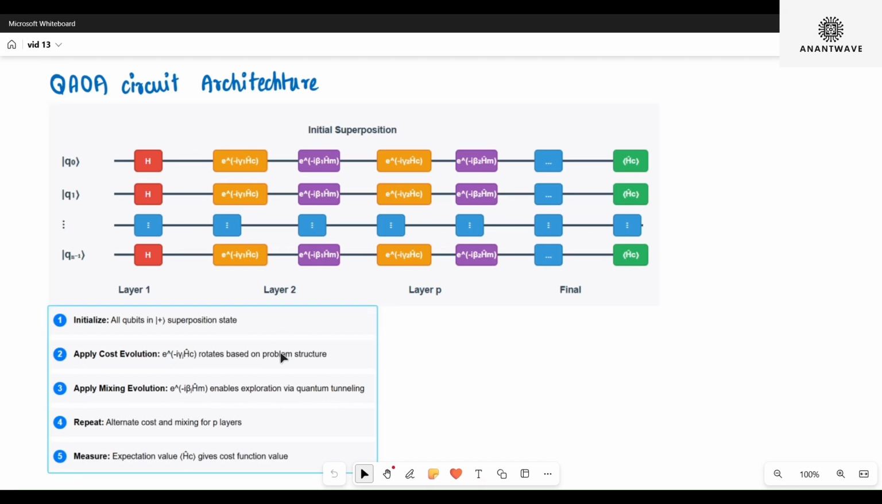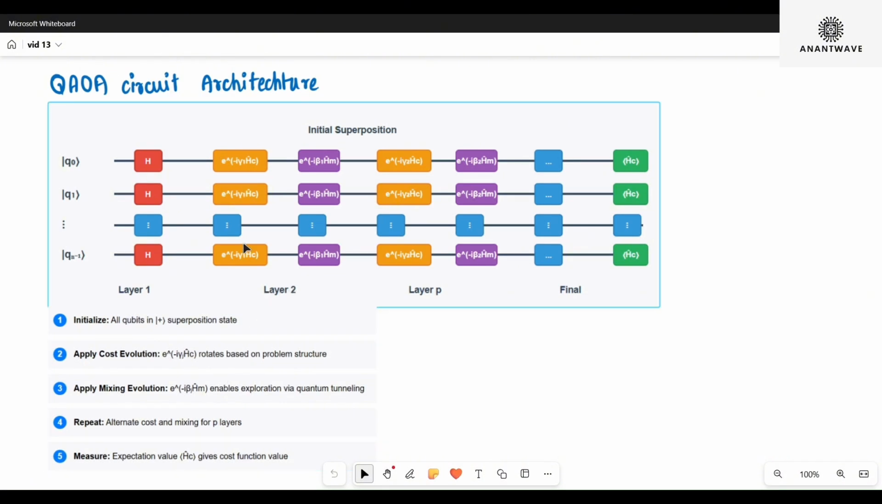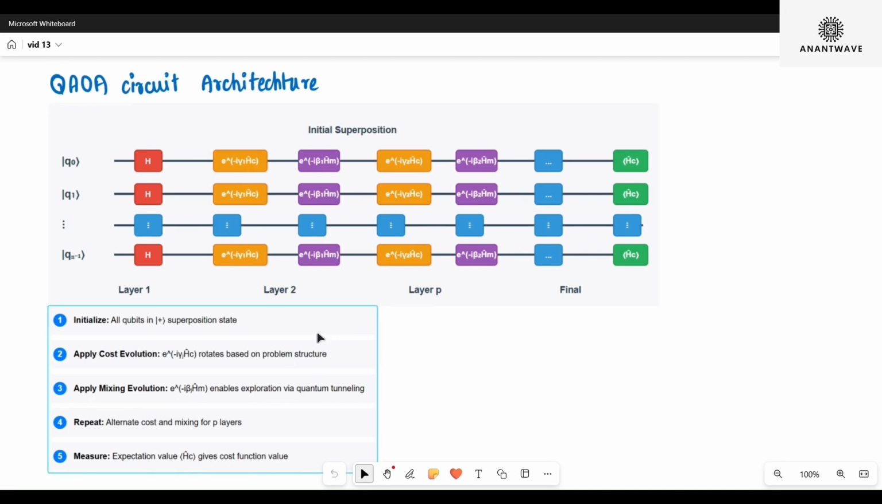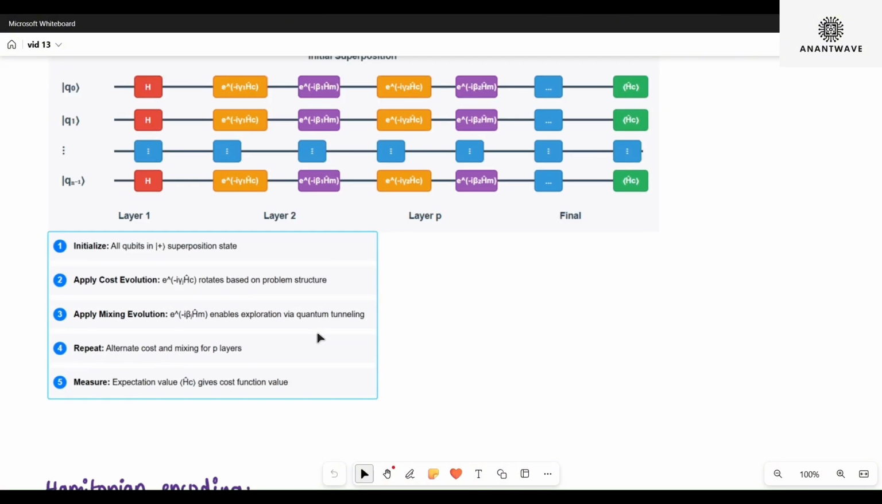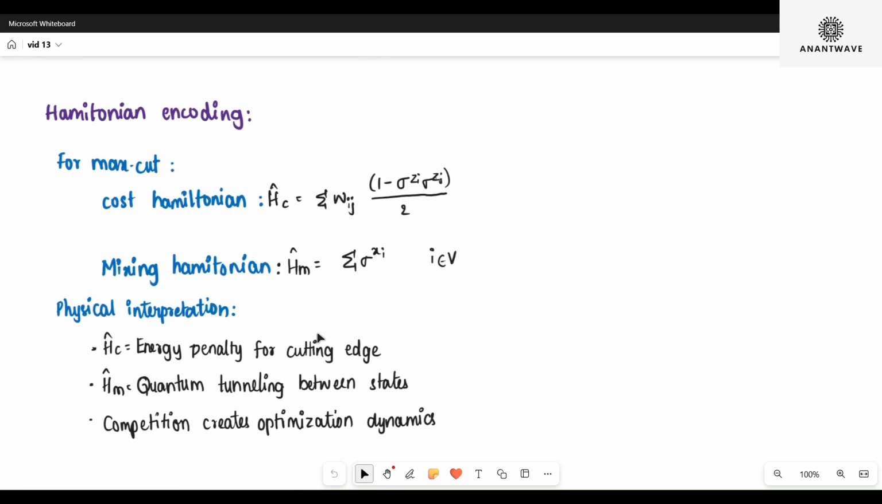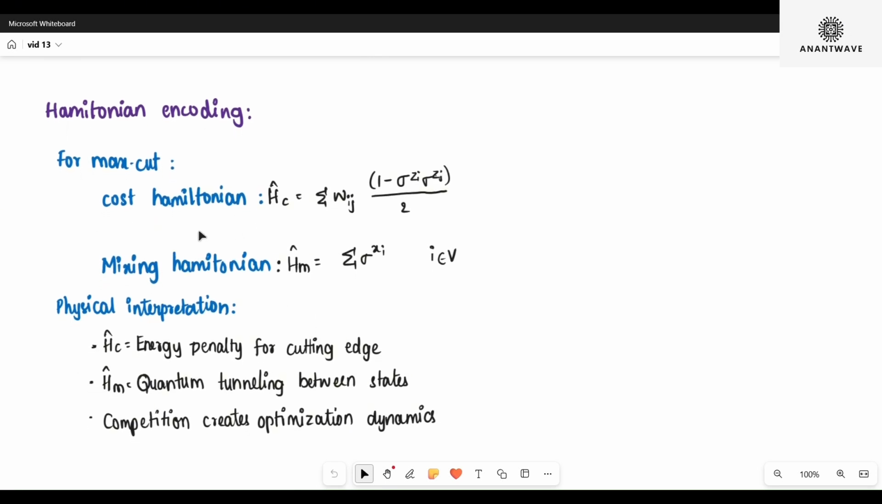If you see in QAOA, we tune two sets of parameters. One set controls the problem operator, the other controls the mixing operator. Each time we apply a pair of these operations, we call it a layer. So in each layer, we have two sets of operators. One is problem, one is mixing. So it will have p layers, which will result in 2p parameters. And interestingly, this number doesn't depend on the size of the problem. It stays manageable. Now let's see what these operators do. The problem Hamiltonian or cost Hamiltonian gives us an energy penalty for bad cuts. And the mixing Hamiltonian lets us explore new cuts by flipping the nodes from one group to the other. This is the quantum tunneling part. Together, they compete and guide the system toward better solutions.